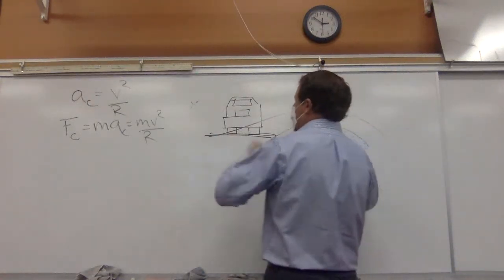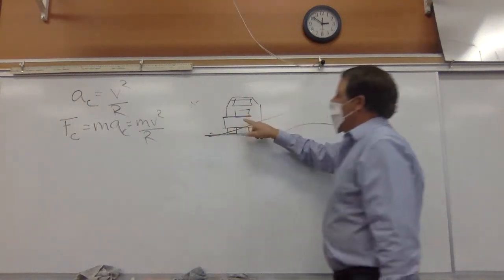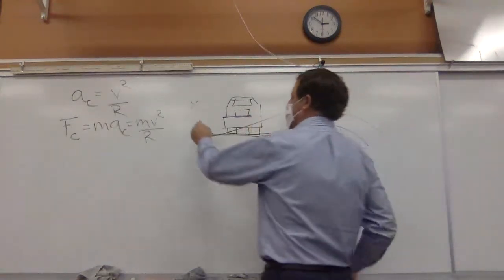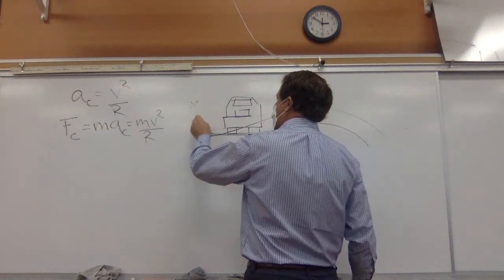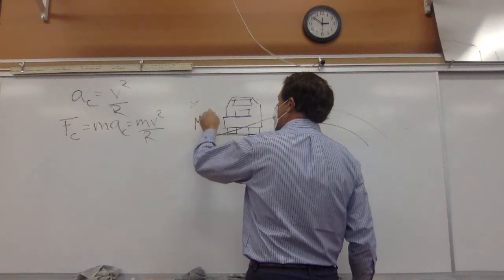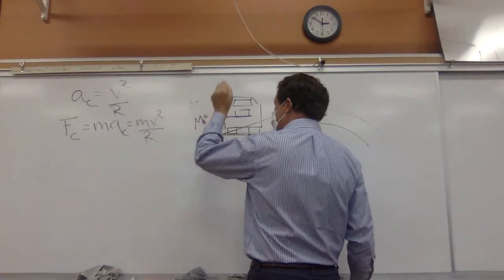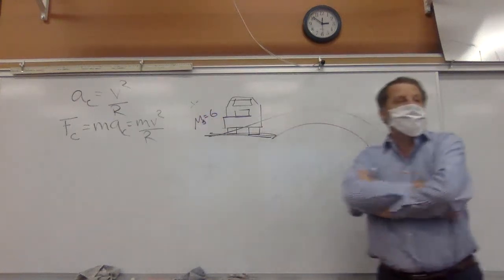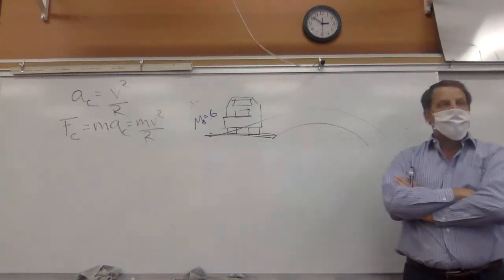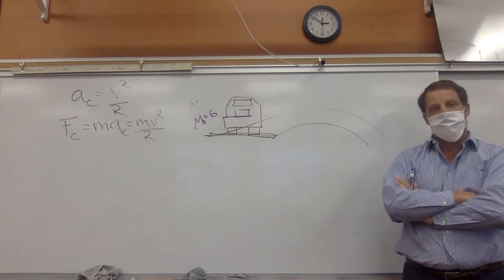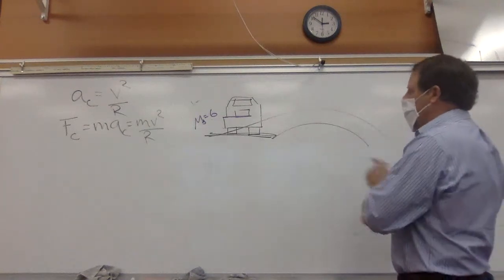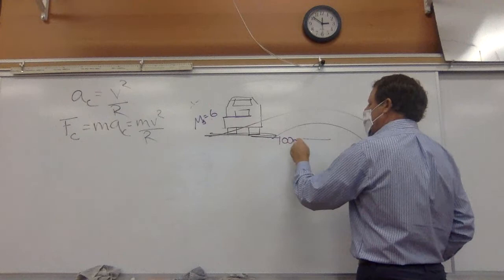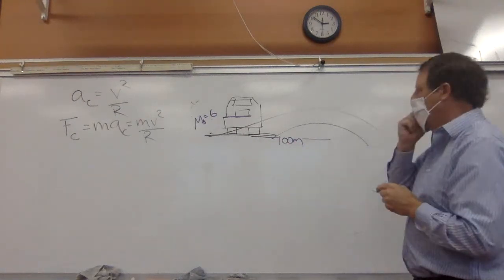And now between the crate and the bottom of the truck, we're going to have a coefficient of static friction that is equal to 0.6. So the coefficient of friction between the crate and the bottom of the truck is 0.6. And we're going to give it the same 100-meter radius.